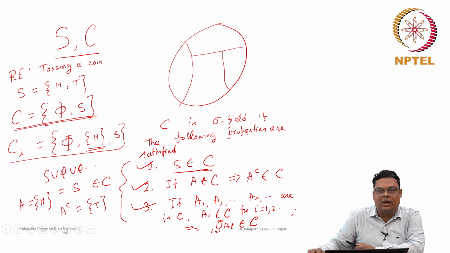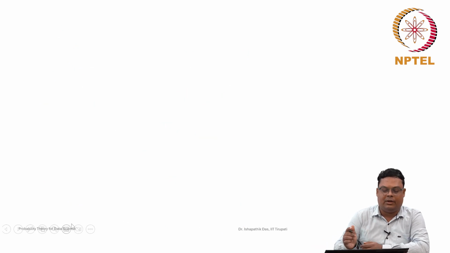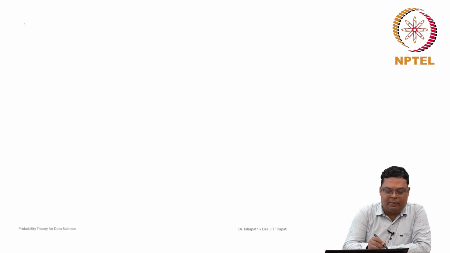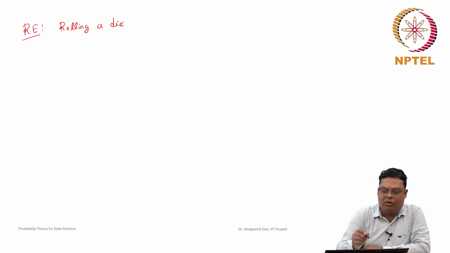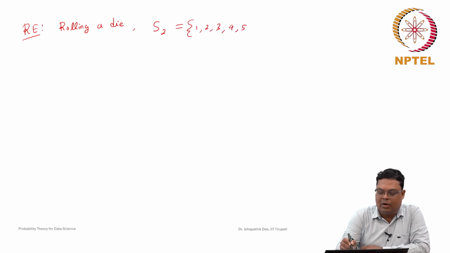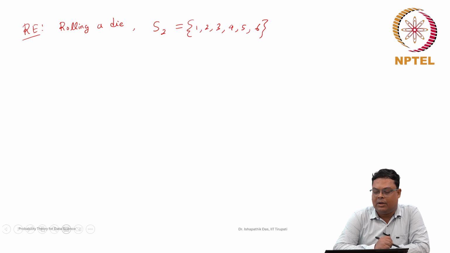Now, we will discuss what a measurable function is. So, let us consider another sigma field. Suppose you are doing a random experiment, rolling a die. Then what will be the sample space? Suppose we denote this sample space as S2, this is nothing but 1, 2, 3, 4, 5, 6.